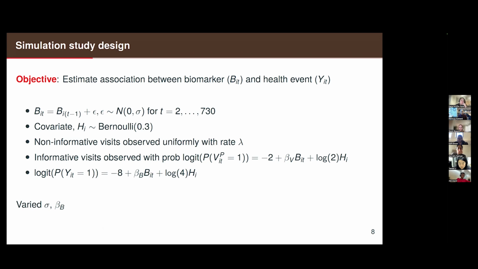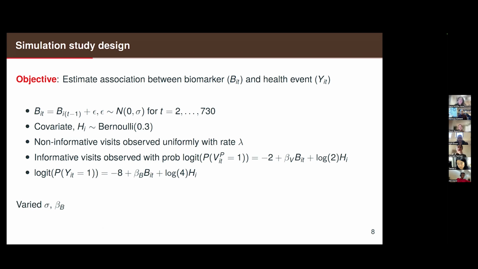Everybody makes non-informative visits, uniformly observed with rate lambda. I'm just going to show you results for one value of lambda. In general, the results are insensitive to what value we choose. And then they also make informative visits. So these are visits that are prompted by the underlying biomarker value itself. And we assume that on a given day t, the probability that they make a visit on that day, V sub I t equal 1, is proportional to the value of the biomarker. So if it's high, they're more likely to make a visit, and also related to that underlying characteristic H. So if they have H equal 1 on a given day, they're more likely to make a visit that day as well.